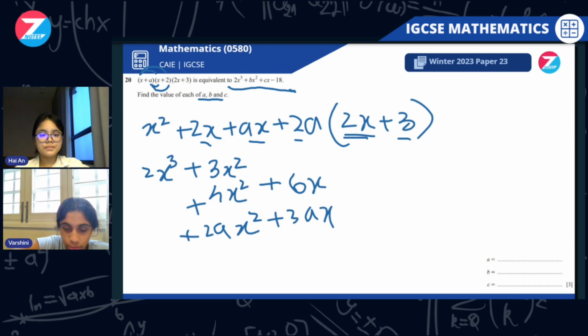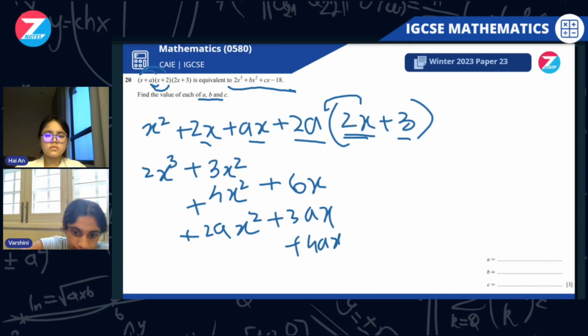And now lastly, 2a. 2a into 2x is going to be 2 into 2 is 4, and a into x is ax. So that is going to be 4ax. And 2a into 3, 2 into 3 is just 6. So that's just going to be 6a.